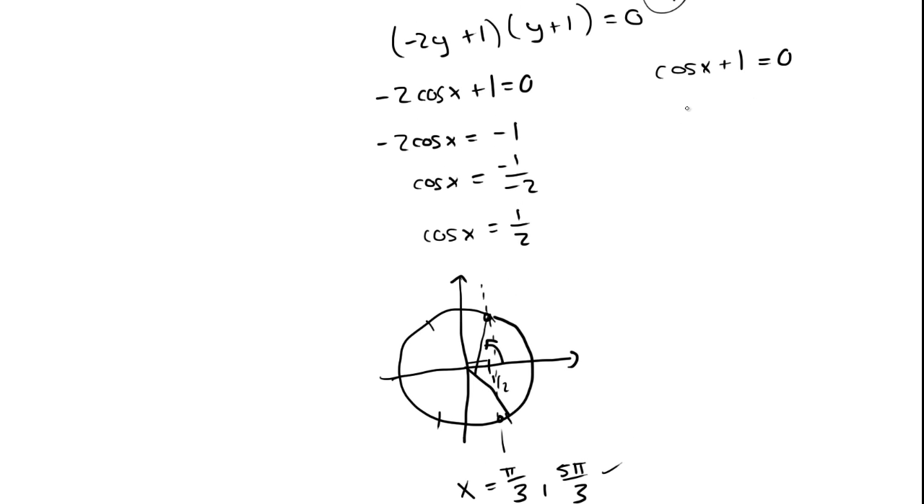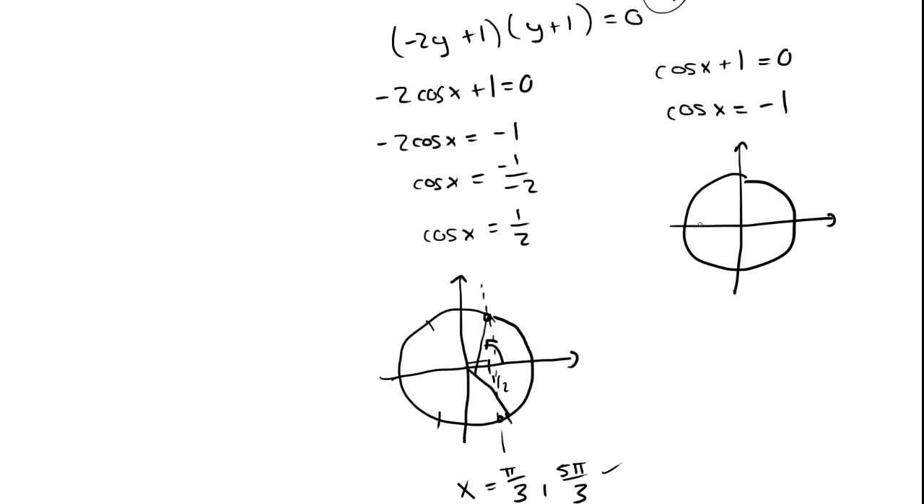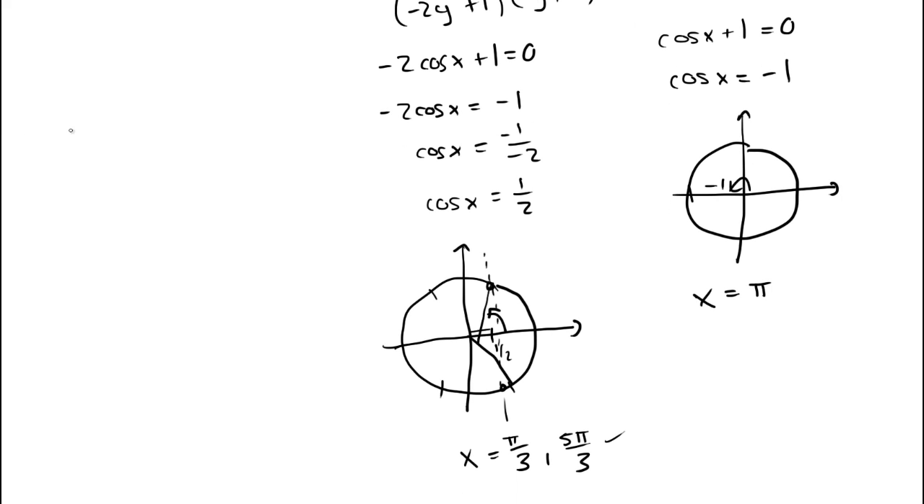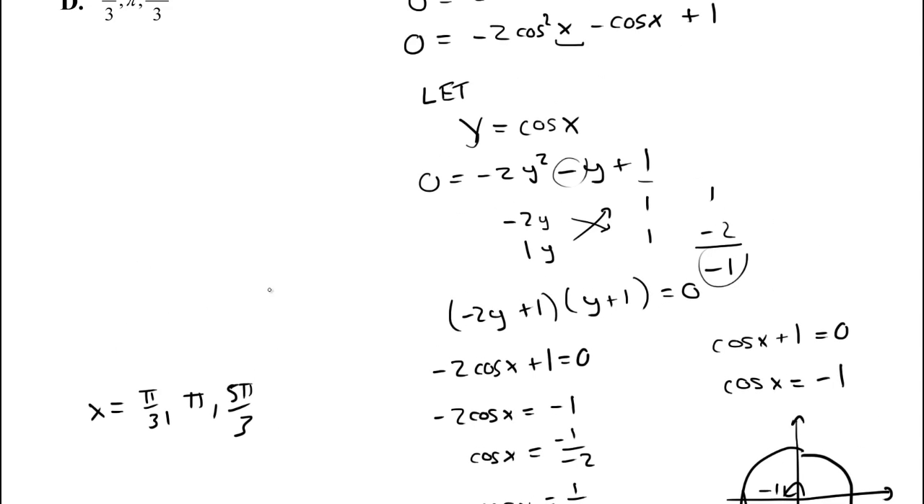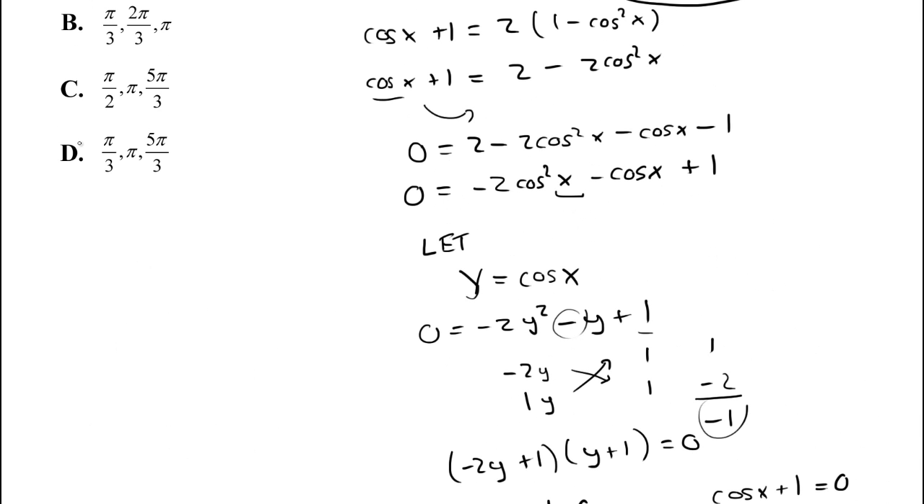Now for the last one. Cosine x is equal to negative 1. Where does the x value equal negative 1? We go to our unit circle. The x value equal to negative 1 happens at the angle x equals pi. So that's our last solution. If we combine all of these, we have x is equal to pi over 3, pi, and 5 pi over 3. So we can see that the correct answer here is D.